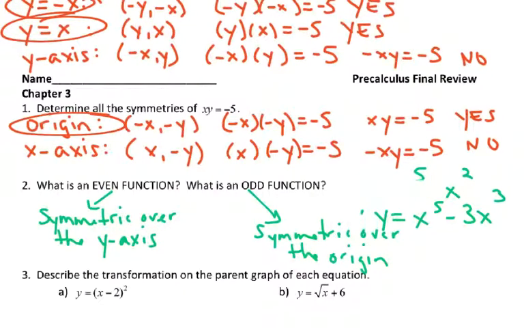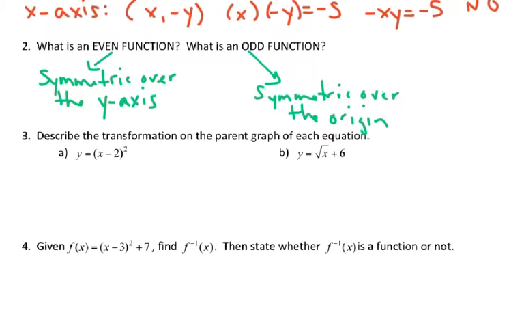Just like if all the exponents of x are even, it will be an even function. So it's a nice quick check to determine if something is an even or odd function. If you have an equation that mixes odd and even degrees, it will be neither.